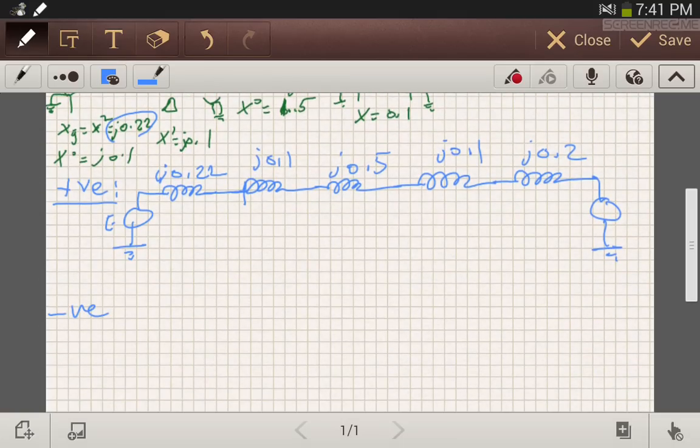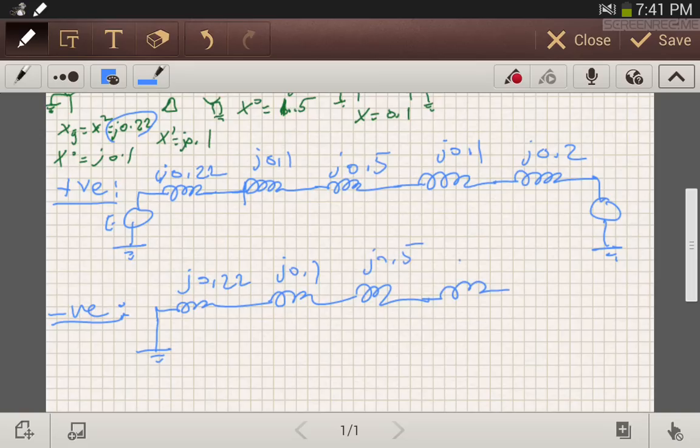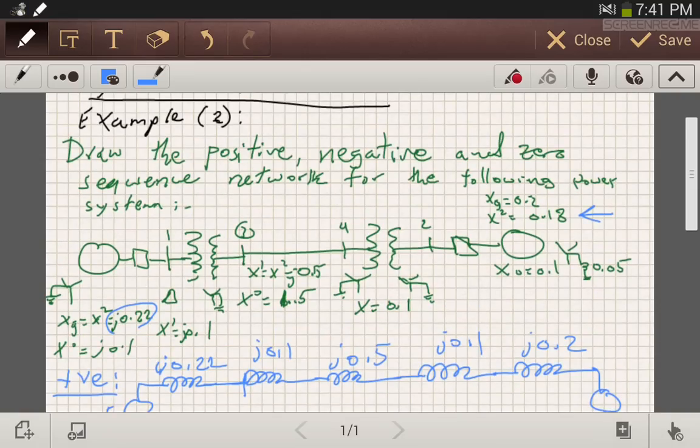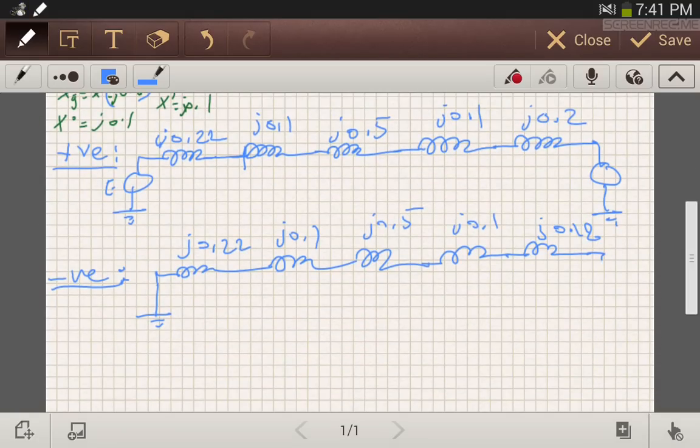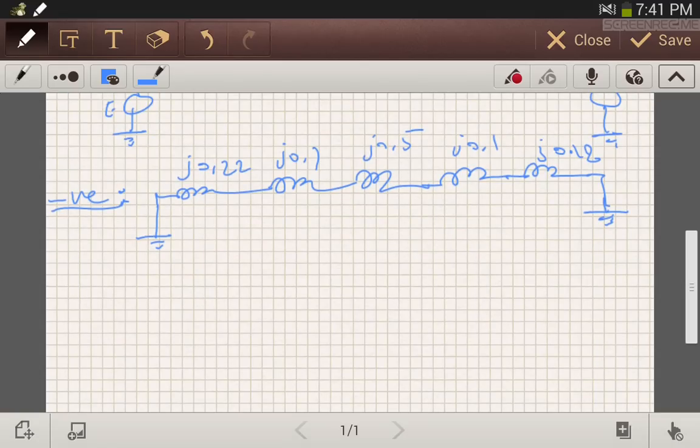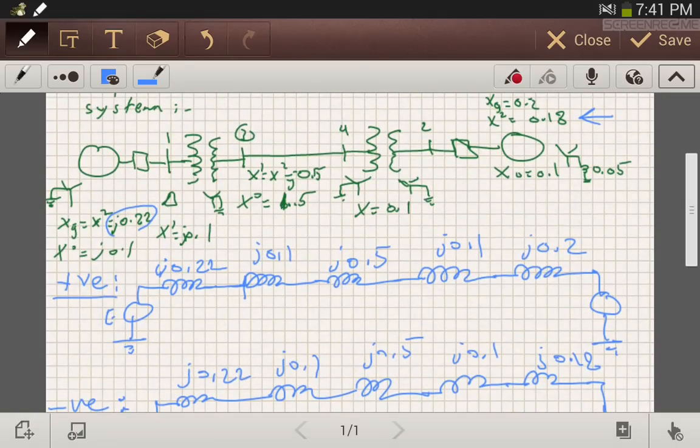For the negative sequence reactance diagram, it will be without the voltage source, and the same numbers are written, except for generator number 2, which is going to be 0.18, then it's grounded here.